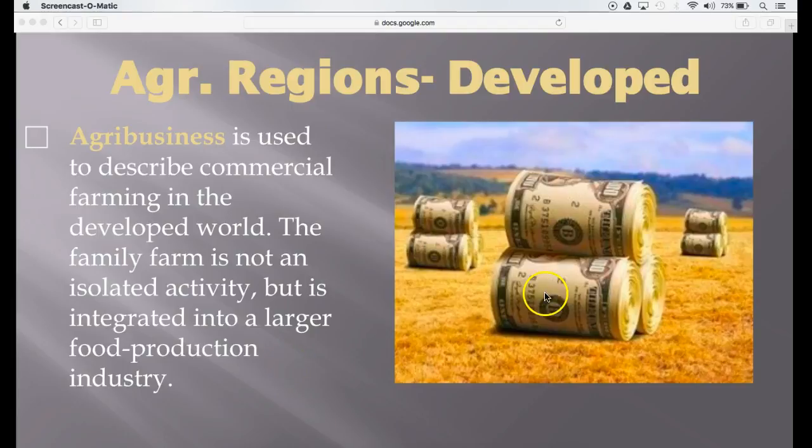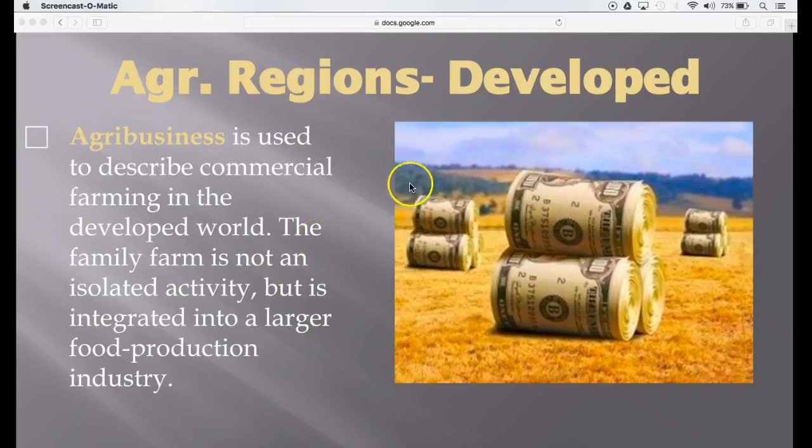Our next regions to look at are the agricultural regions of the developed world. Again, keep in mind most of this is made for money, most of it is commercial. They're using it as a business to make money, not to eat the actual crops. This is referred to as agribusiness. People on their family farms are not simply growing crops for themselves. They already have a deal. They're going to sell it to another company who's then going to sell it to a food production company. So this is a really big food processing system that is going on in the developed world.